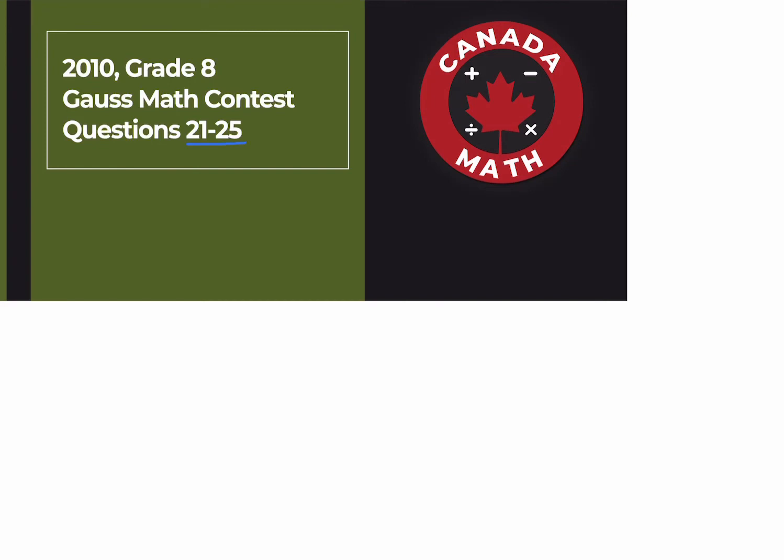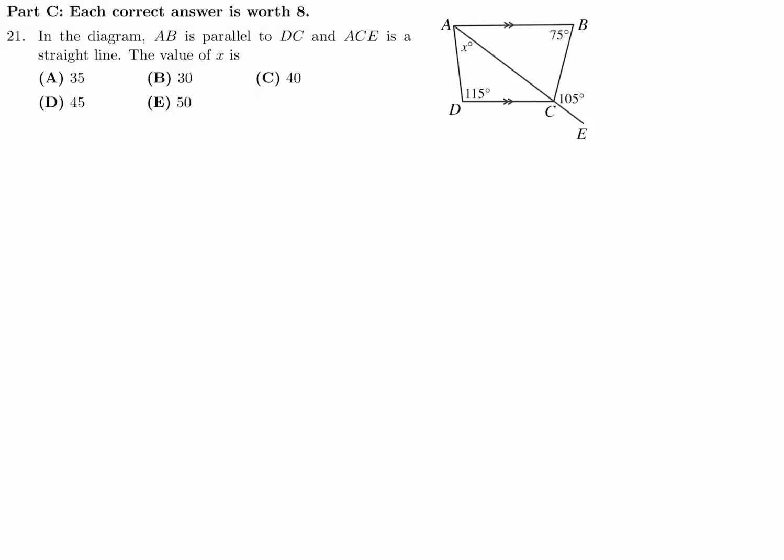Questions 21 through 25 on the 2010 Grade 8 Gauss Math Contest. In the diagram, AB is parallel to DC and ACE is a straight line. The value of x is.